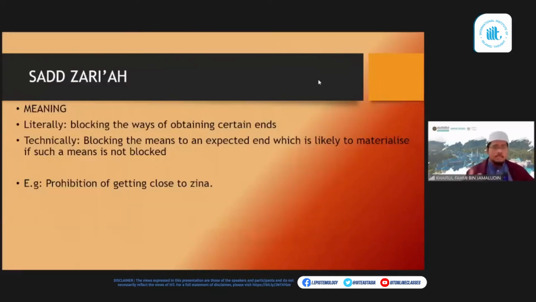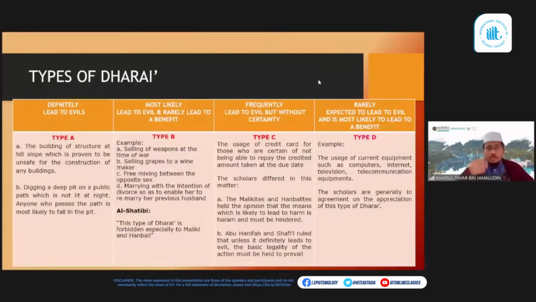And Sadd al-Dhari'ah, basically we're blocking something at an earlier level to prevent the bad result that may arise from that particular thing, like prohibition of zina. Allah said, La taqrabu zina, don't get close to zina. Allah didn't say don't commit zina, but don't get close to zina. So we block this from the earlier stage. So this is the type of Dhari'ah. We have 4 types. You can read on your own.